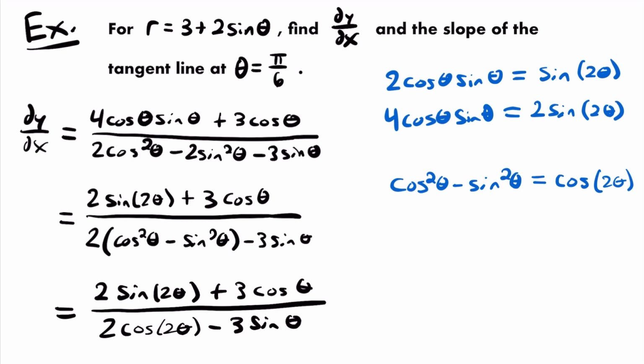Now instead of having 8 thetas that we need to plug our angle into, we have 1, 2, 3, 4 thetas that we have to plug our angle into. It's going to be a lot easier for us to evaluate our derivative and find our slope by plugging our angle into this more simplified form of our derivative. And so let's work on that next.